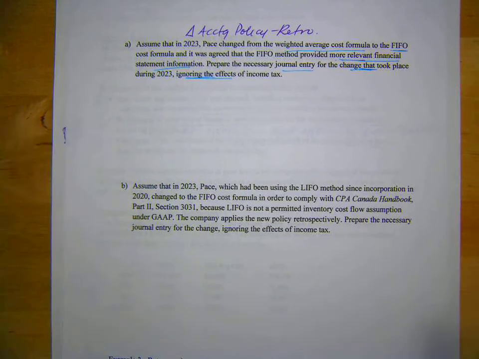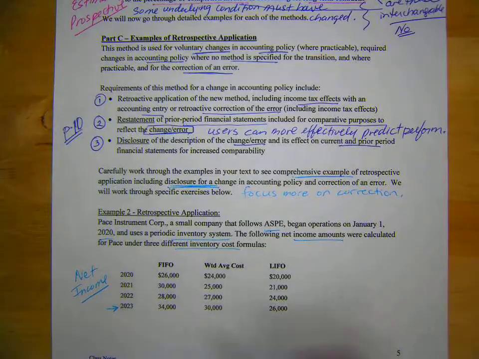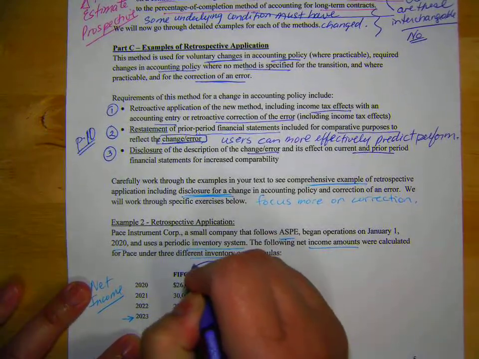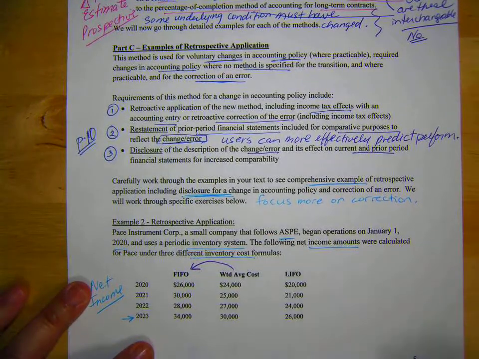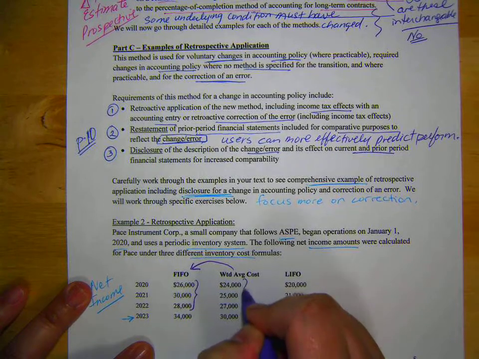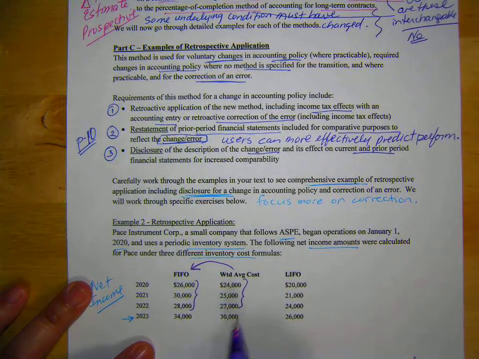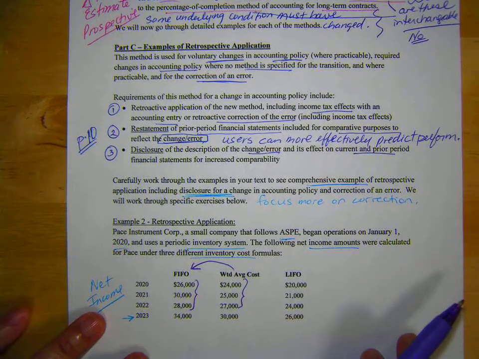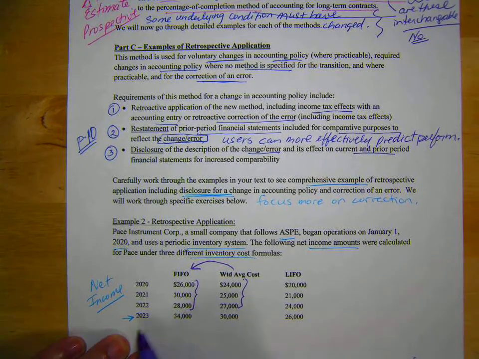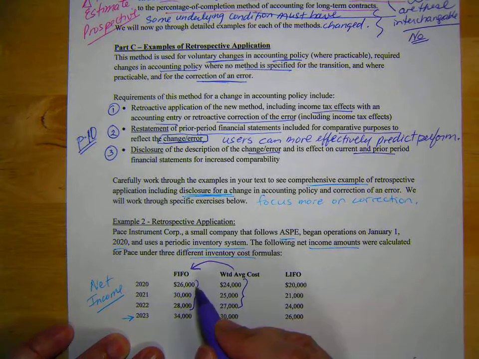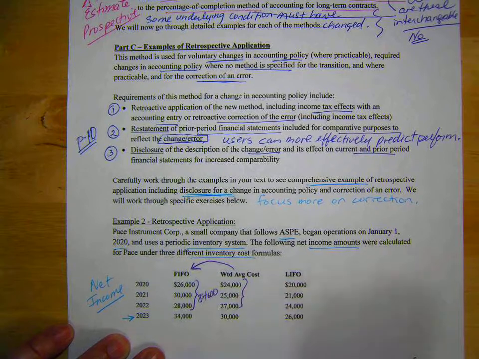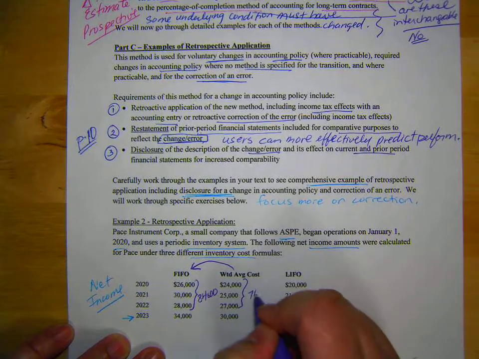So let's go back and look at the numbers here and see what's happening. So we're switching from weighted average cost to FIFO. So let's calculate how much then in each of these cases would have been, because we're going back 3 years. Because they just started in 2020, so that's all we can go back. So if you add up these 3 numbers, you get 84,000. And if you add these up, you get 76,000.